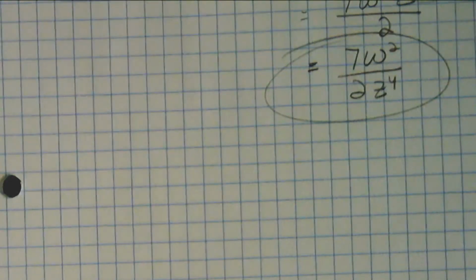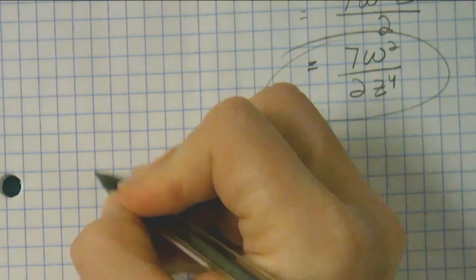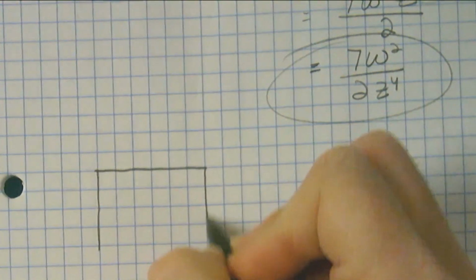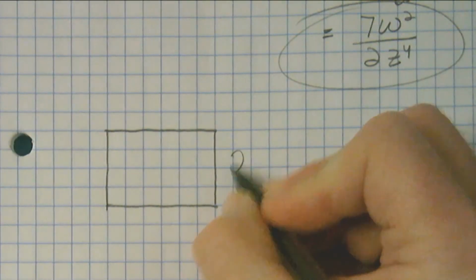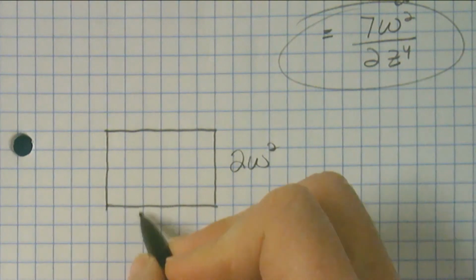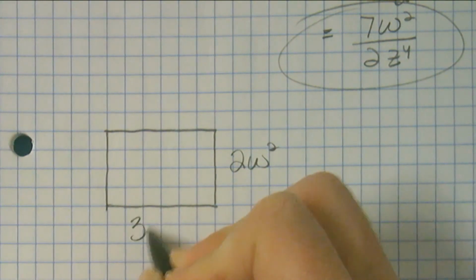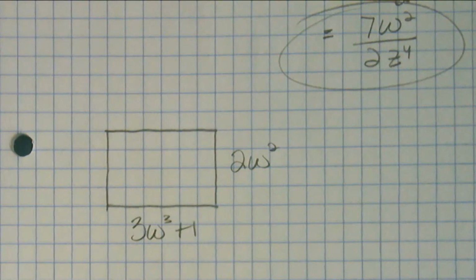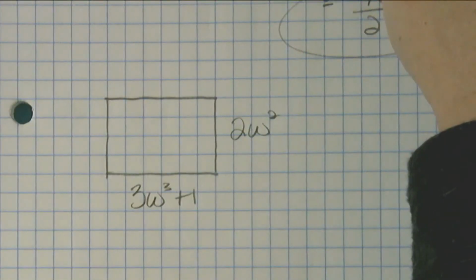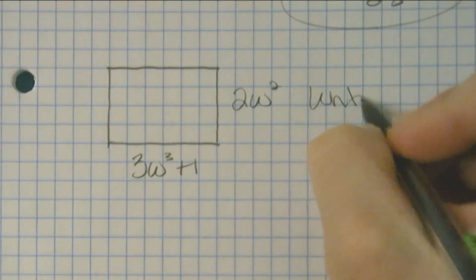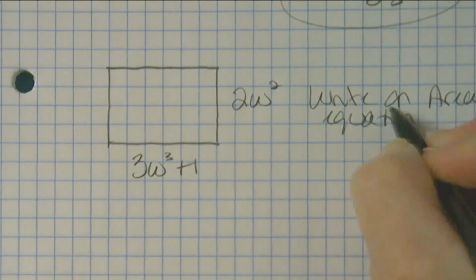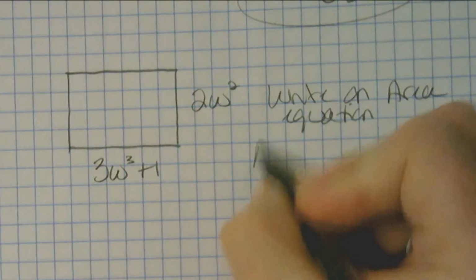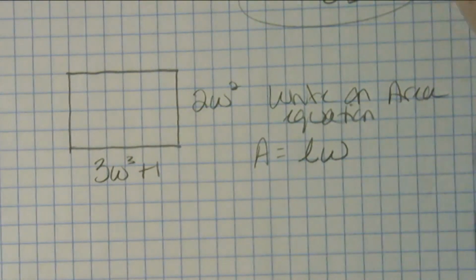You guys asked me for the area one, so let's do that, and then I'll do scientific notation real quick. Let's say I have a rectangle that looks like this. My width is 2W squared, and my length is 3W to the 3rd plus 1. I want to find the area. Well, the area of a rectangle is length times width.